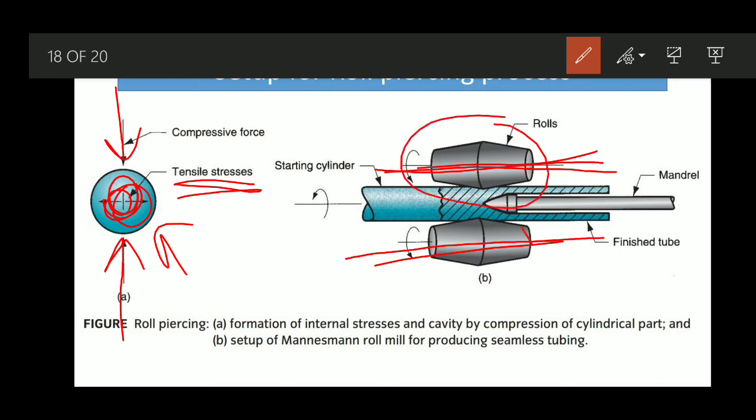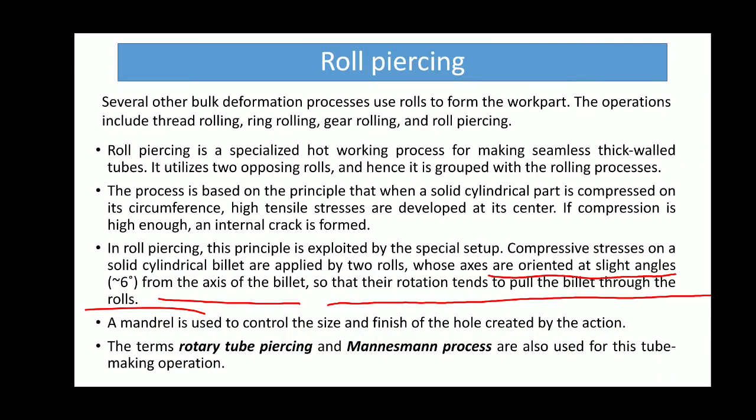So these are the two rolls that are working, and this is the starting cylindrical shape of the workpiece. This is nothing but the workpiece, and what we want to achieve with the roll piercing process is to form a kind of seamless tubing. Now, because of this setup, we can generate high tensile stresses internally, and ultimately an internal crack will be formed. That means that internal location is now very prone to, you can say, its strength is broken. The integrity is broken, and the strength there is also very low.